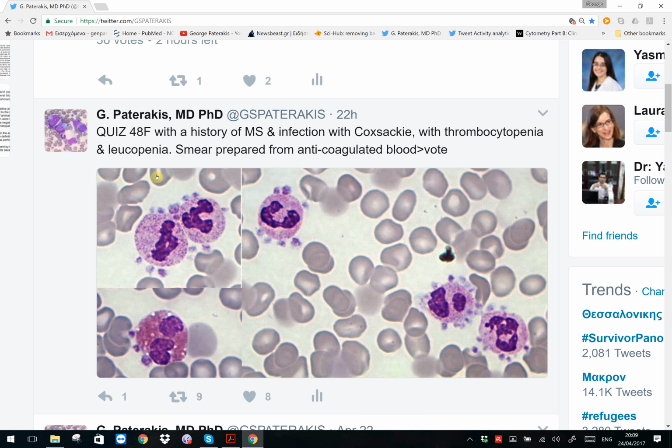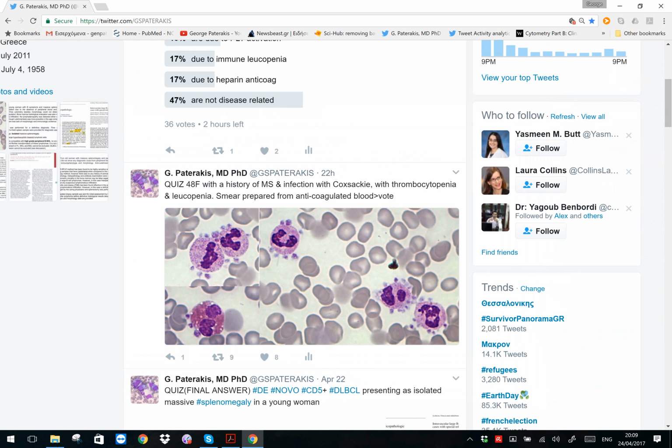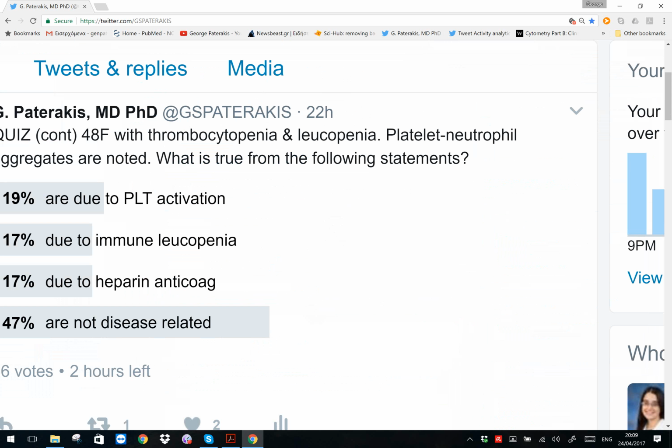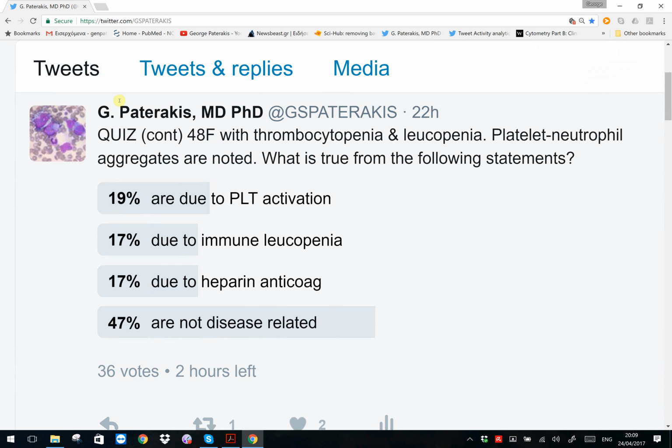So what was our quiz? Our quiz was these options. Is there platelet activation? And we have platelets around neutrophils. Do we have immune leukopenia here from any reason with this whole picture of platelets around neutrophils? Is this attributed to heparin as an anticoagulant? Or is all this phenomenon not disease related? So we have all these options.